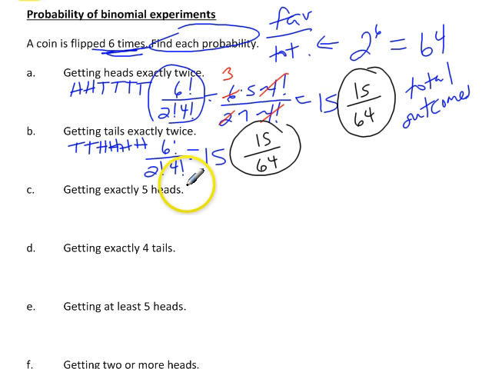The next one says getting exactly 5 heads. And we talked about this one in class some. When only one of them is different, that means we want 1 tail and 5 heads.